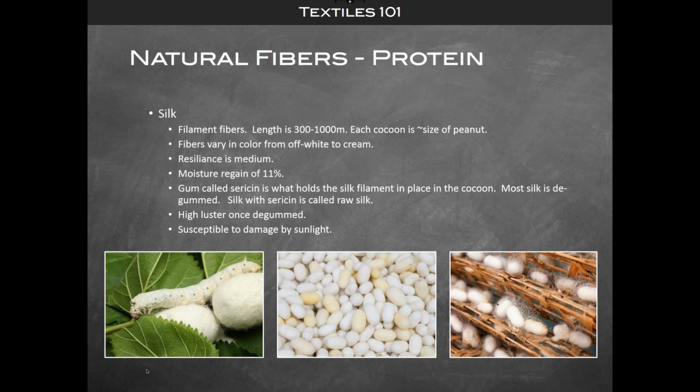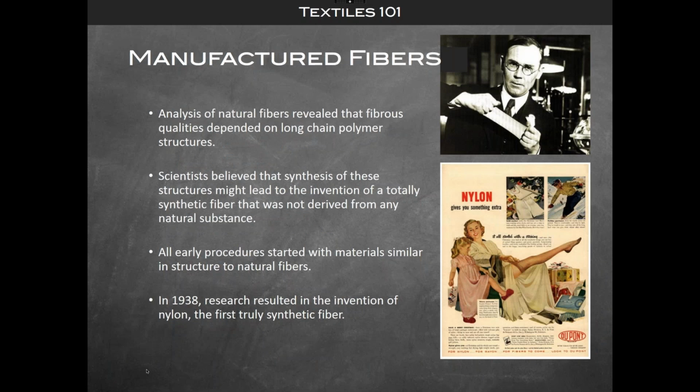Most silk is degummed, and that means that the sericin is removed. If the sericin is not removed, it's called raw silk. After the silk is degummed, it has a high luster, and silk is also susceptible to damage by sunlight.